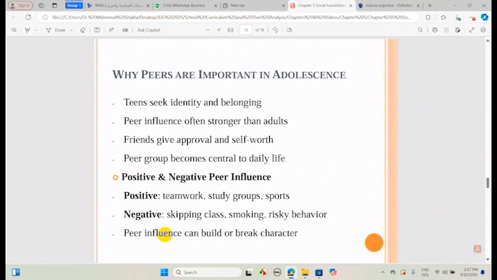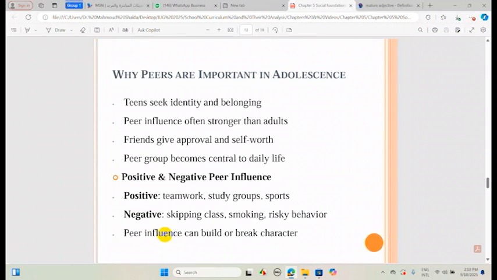Why are peers important in adolescence? As you know, teens, when I say teens, meaning adolescence, it starts from 13, 14 to 19. So they take the last part, the suffix of the word, 13, 14, 15, 16, 17, 18, 19, and they call it teens or teenager. Teens seek identity and belonging. They want to feel identity and independence.